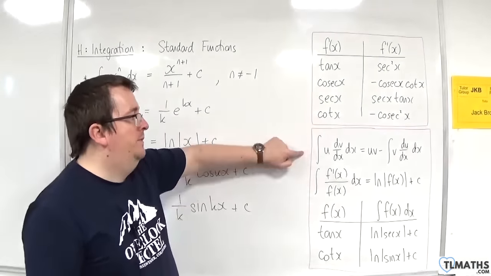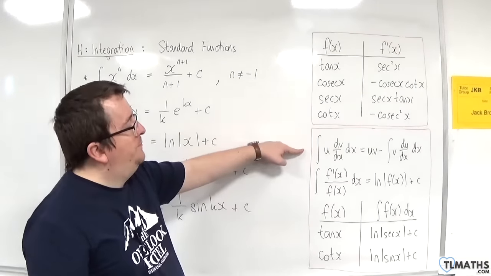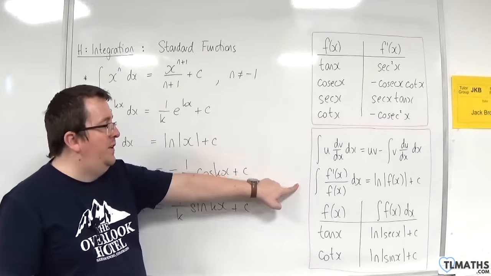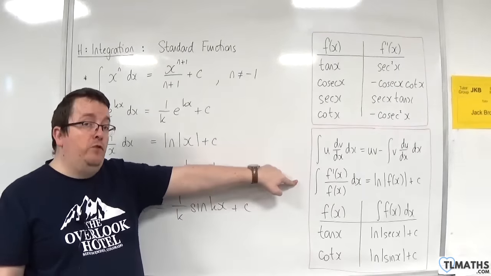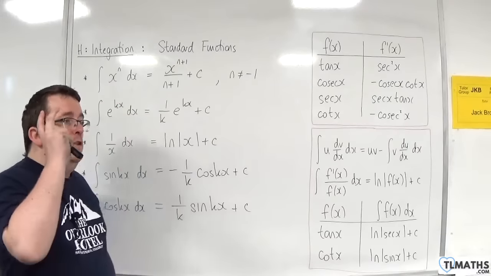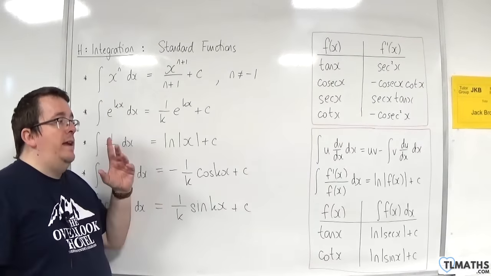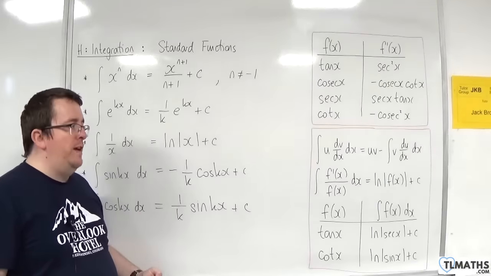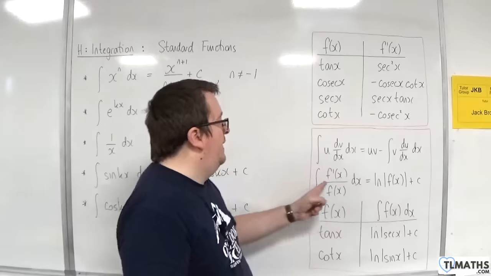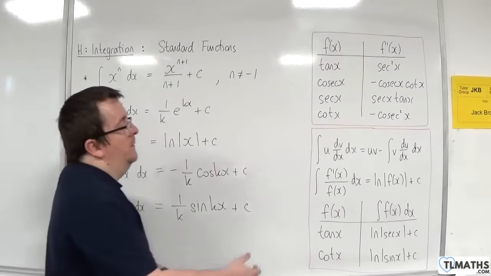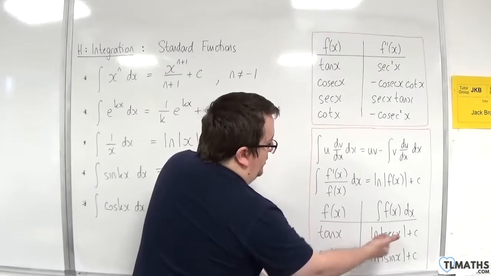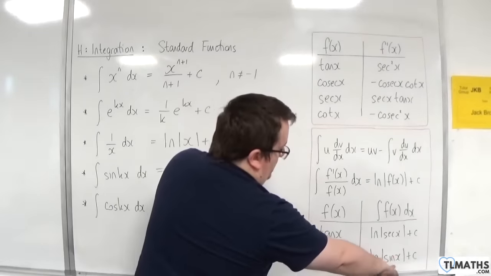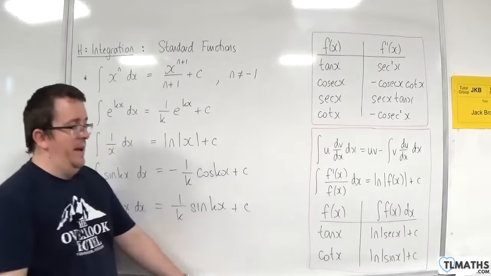Now, we've also got the integration by parts formula, more on that in a moment. You've also got this, f prime over f, which is really useful. Always keep an eye out for that with integration. If you're integrating a rational expression, check, does the denominator differentiate to the numerator or a multiple thereof? Then you can use that fact. And you've also got that tan x integrates to the natural log of mod sec x plus c, and cot x integrates to the natural log of mod sine x plus c.